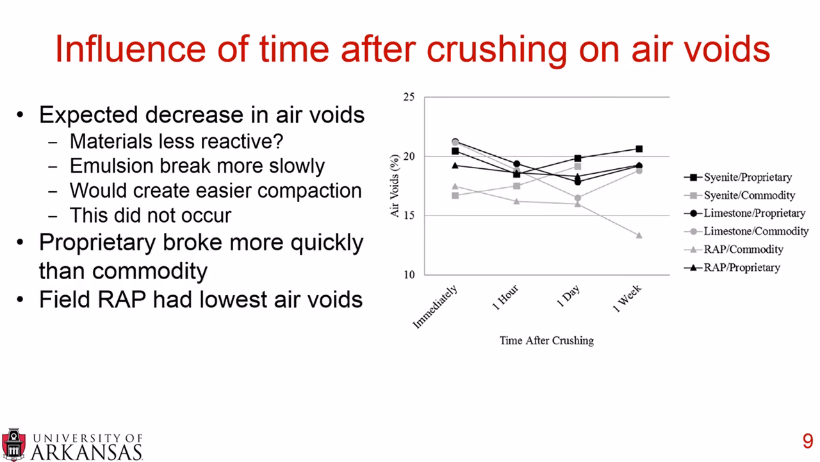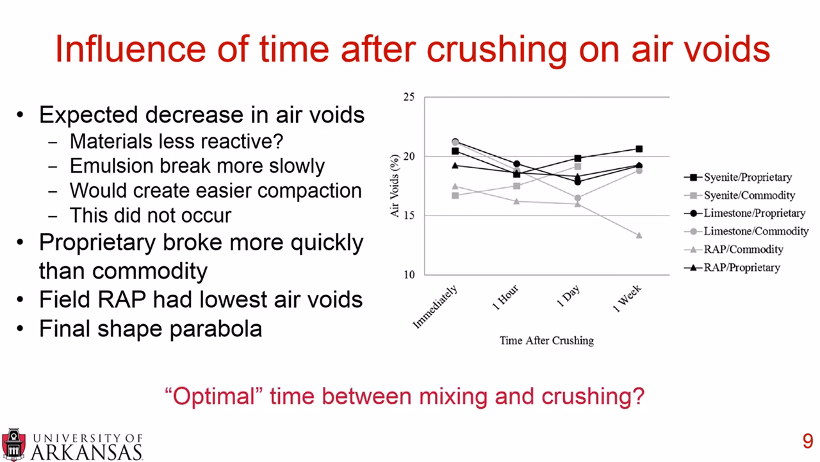Some trends that did occur, however, were that the proprietary emulsion broke more quickly than the commodity emulsion, and the field RAP had the lowest air voids of the 3 different types of RAP. But the overall shape, if anything, was a little bit more in the shape of a parabola with a minimum value sometime between 1 hour and 1 day. This got us thinking: is there some sort of optimal time between crushing and mixing for asphalt emulsion?